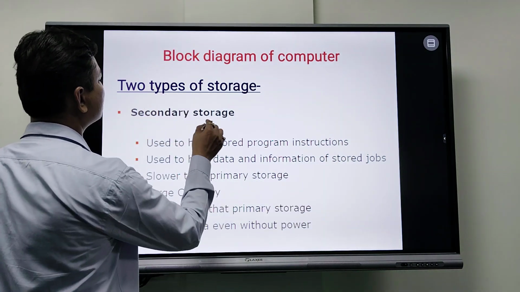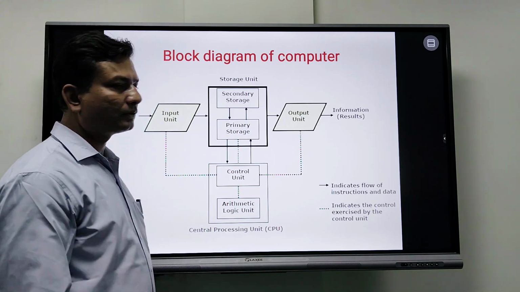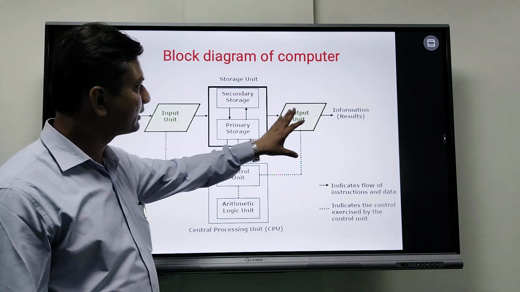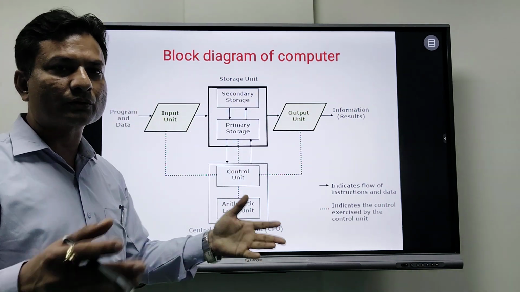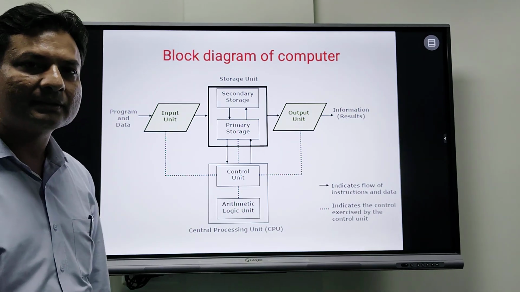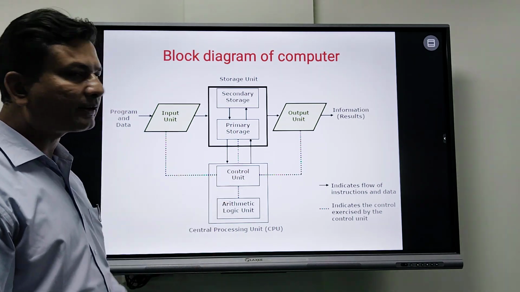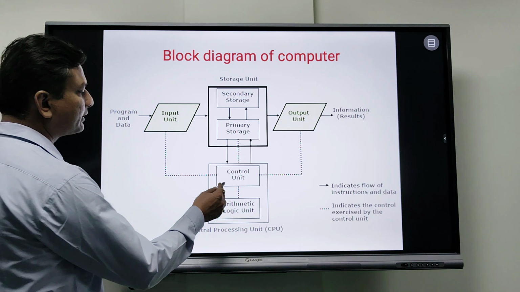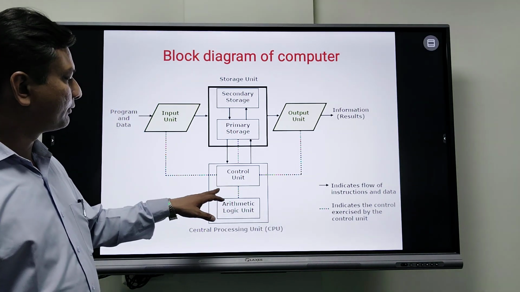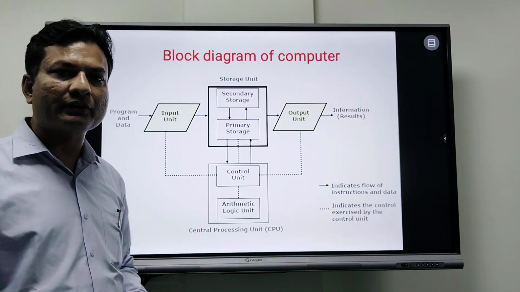Again we move to the diagram. Now we have already studied the input unit, output unit, storage unit, and how the storage unit works. Now we will move to the last block of this diagram, and that is the central processing unit. The central processing unit is also divided into two parts. First one is the control unit and second one is the arithmetic logic unit. First of all, we will discuss the arithmetic logic unit. The short form of arithmetic logic unit is ALU.